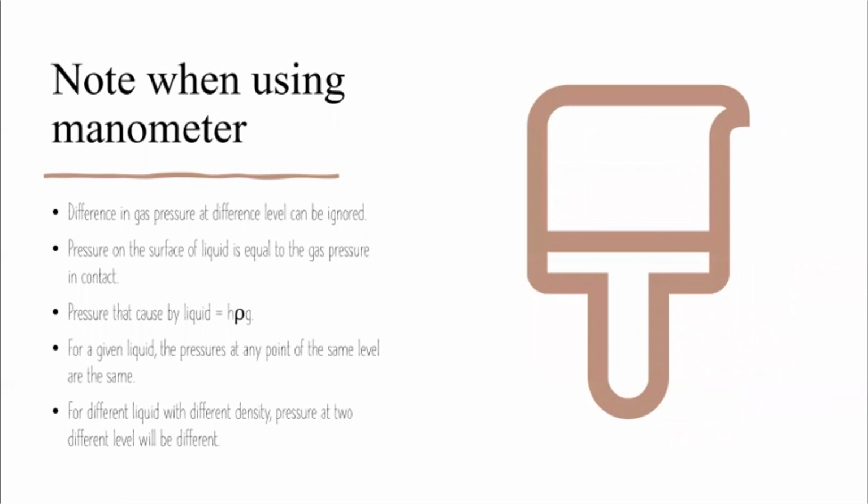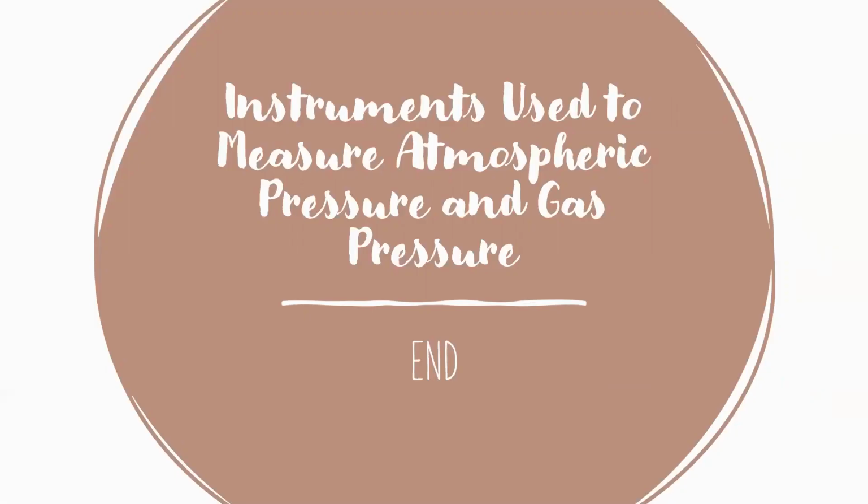For a given liquid, the pressures at any points of the same level are the same. For different liquids with different densities, the pressures at the same level will be different. So that's all for the instruments used to measure atmospheric pressure and gas pressure.